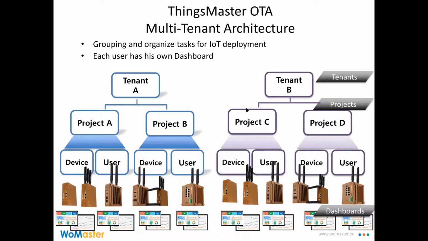And now I'm going to introduce the ThinkMaster OTA multi-tenant architecture. You can see different tenants, tenant A and also tenant B. Different tenants can have different projects. We provide a multi-tenant architecture in the ThinkMaster OTA. So tenant A can have project A and project B, and tenant B can have project C and also project D, providing multi-tenant and multi-project support for each of the tenants.